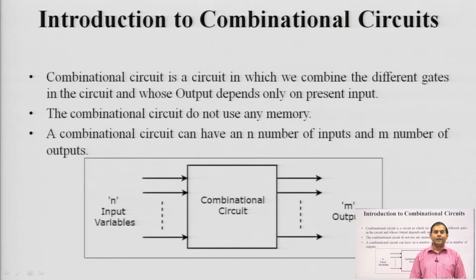So, what are basically combinational circuits? A combinational circuit is a circuit in which we combine different gates and whose output depends only on the present input. The output changes as we change the inputs. Combinational circuits do not use any memory. A combinational circuit can have n inputs and m outputs. In the diagram you can see there are n input variables and m output variables.